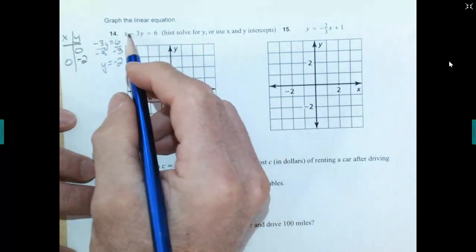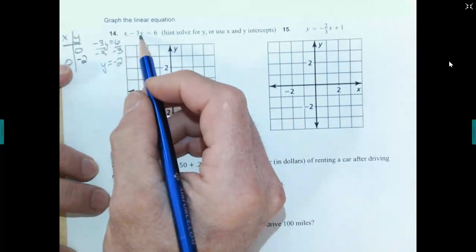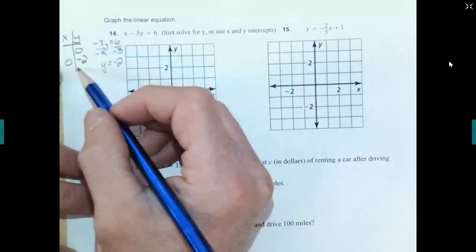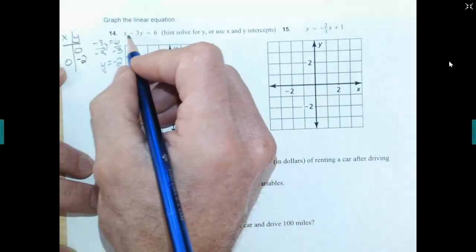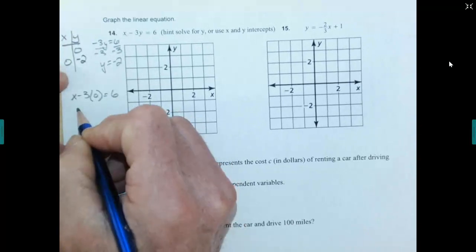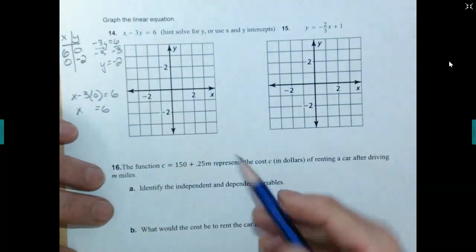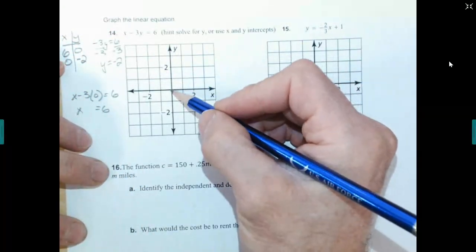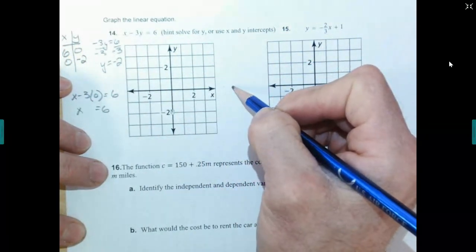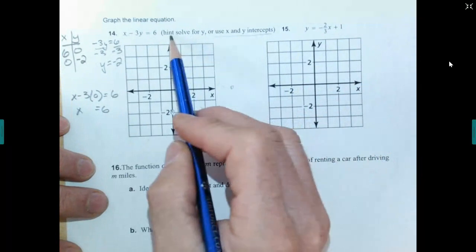Oops, that's my x equals 0. So if my y equals 0, then I get x minus 3 times 0 equals 6. 3 times 0 is 0, x equals 6. So there's 1. So I have my 0, negative 2. And then I have 6, 0. So there's 2. Now that's solving it using x and y intercepts.